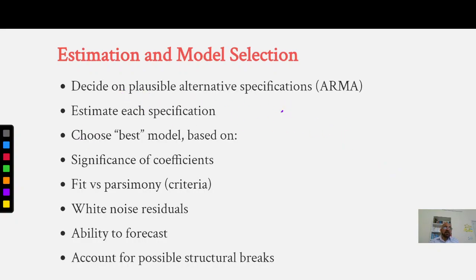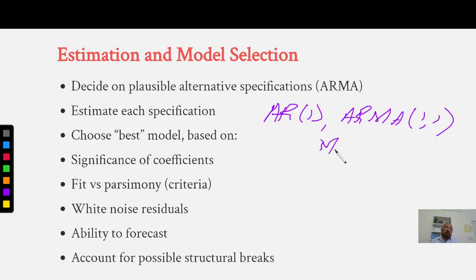Okay. Now, for example, if I have been given a series and I think an AR1 model is better, while your judgment is that an ARMA(1,1) model is better, and another group thinks, no, an MA2 process seems an appropriate fit. So one series may have many candidate models.